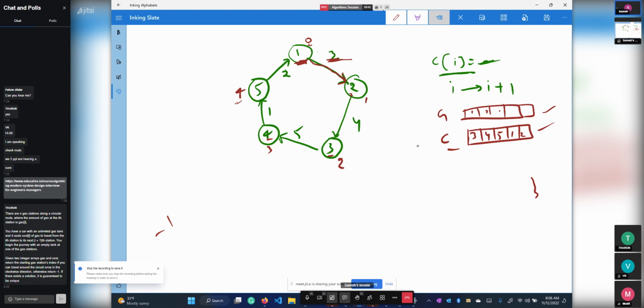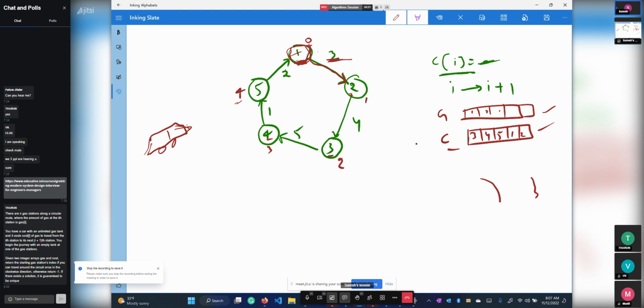Let's start with an example that will tell you the full solution. Let's start with the first station. Now you have a car here, and this car has a full unlimited tank. Let's put the car at the gas station number 0, the 0th location. Let's take the 1 liter of petrol and put it in the car.